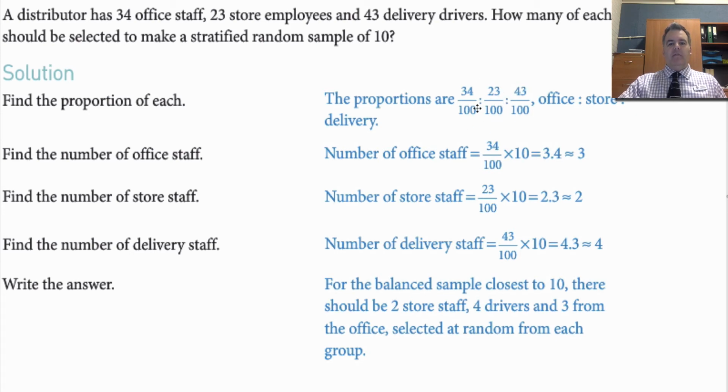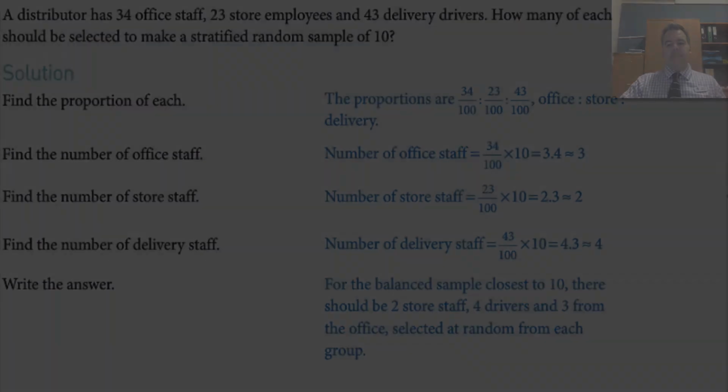So we can work out that in his sample, 34% of his sample should be office staff. So 34% of 10 is about 3.4. So you could say around about 3 people should be office staff. Same thing for the store staff, 23%, which is around about 2, and delivery staff, 43%, or around about 4. So 4, 3, and 2 would be the most balanced way to get the sample numbers in this case.